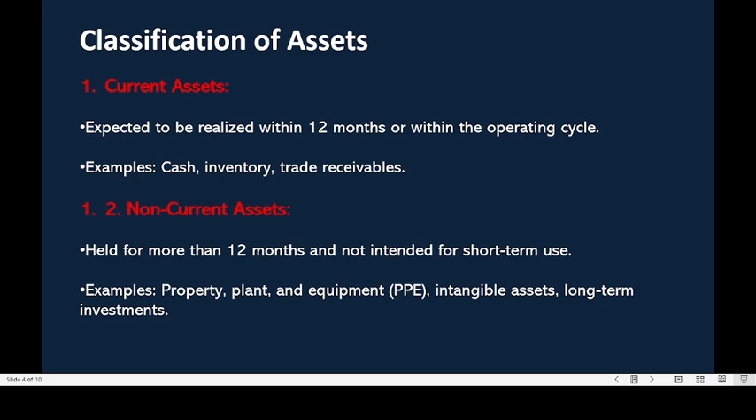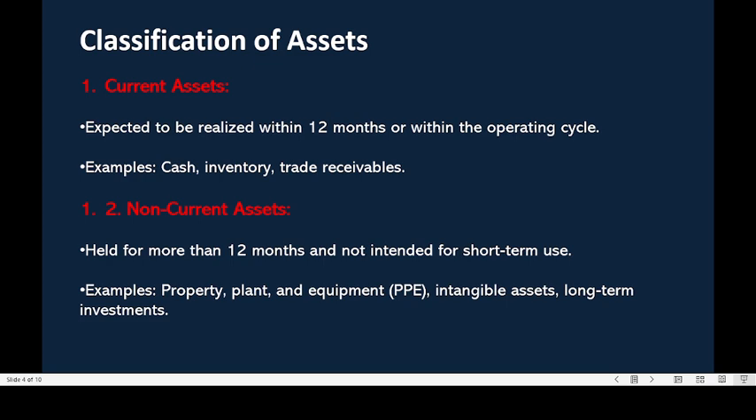Classification of assets. Assets are broadly classified into two categories: current assets and non-current assets. Current assets are those expected to be realized within 12 months or the entity's operating cycle, whichever is longer. Examples include cash, inventory, and trade receivables. For instance, a retailer's stock of goods would be classified as a current asset because it's expected to be sold within the normal business cycle.